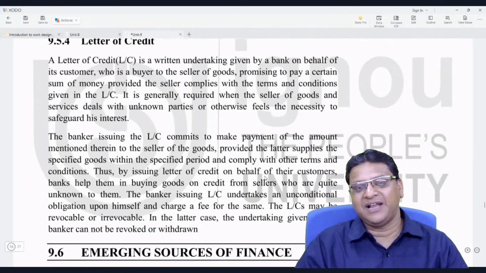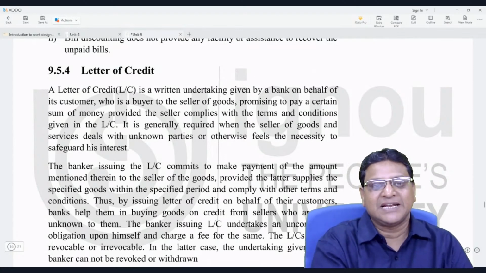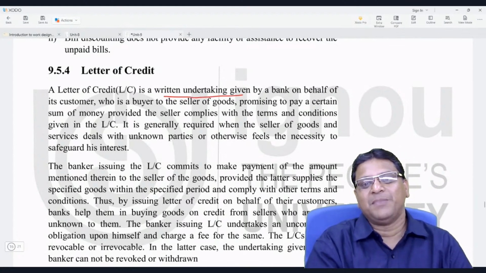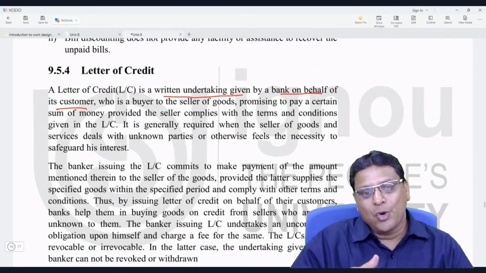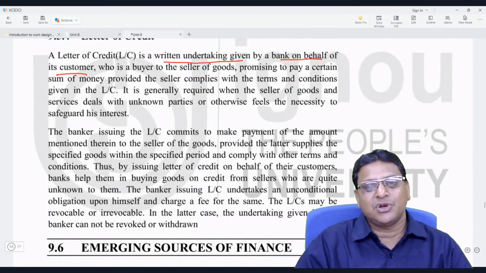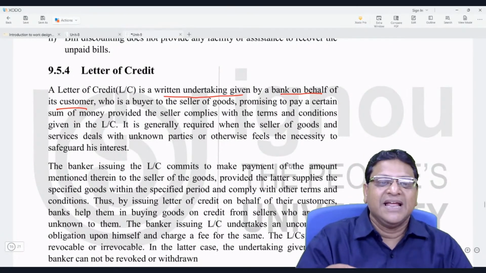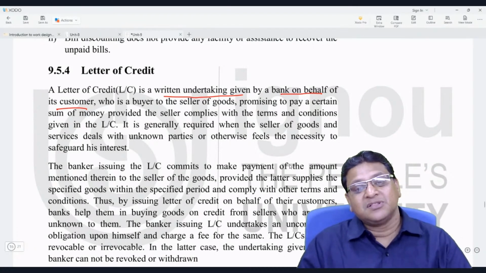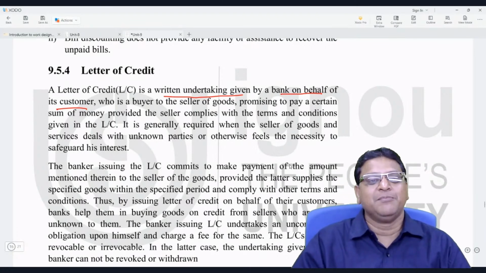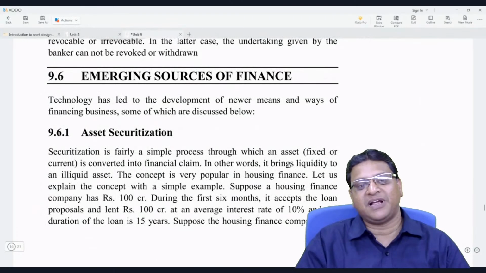another way of getting finance is LC. What is LC? Letter of credit. Letter of credit is a written undertaking by a bank on behalf of its customer. That means if you do not pay the person who sold the goods, the bank will pay on your behalf. That is known as LC, letter of credit. In case of import-export business, where the buyers and sellers are not known to each other, LC plays an important role.